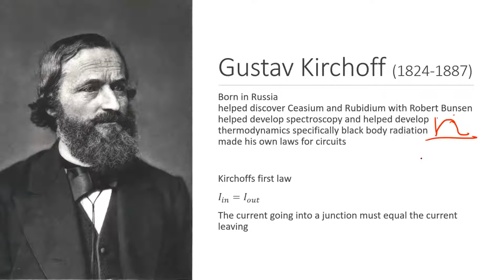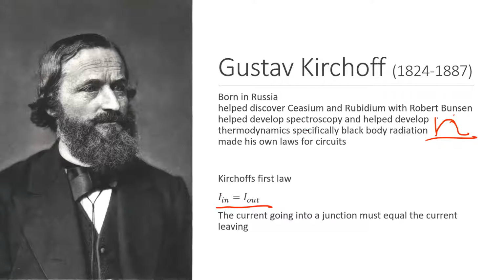But what he made was his own laws of circuits. The main idea that I wanted to start off with, we're going to talk about 2 laws that he came up with. He came up with other laws for other things, but he came up with 2 laws for circuits. The first law is essentially, we can break it down into something simple. The current going into a junction is equal to the current going out. The current going into a junction must equal the current leaving.